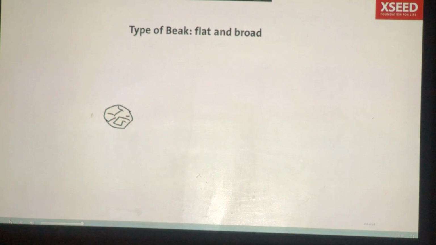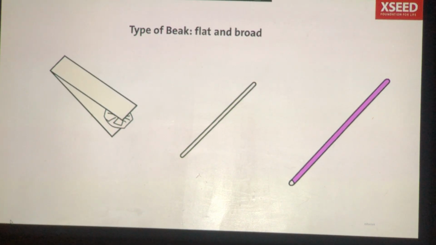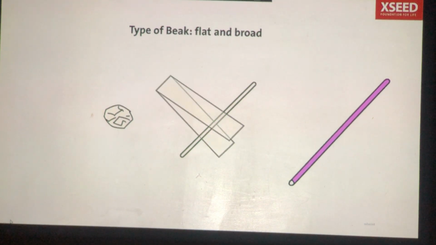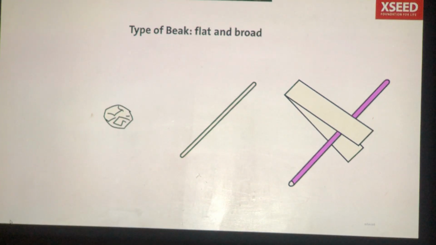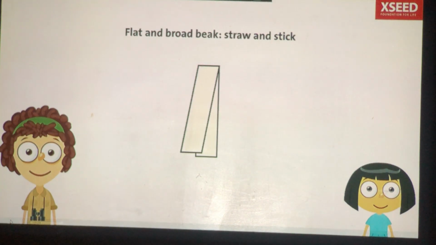Imagine the paper ball, the stick, the straw are food that different birds eat. Using the beak, try to pick the paper ball, the stick, and the straw one by one. It was easier to pick the straw and the stick with the flat and broad beak. That's correct.